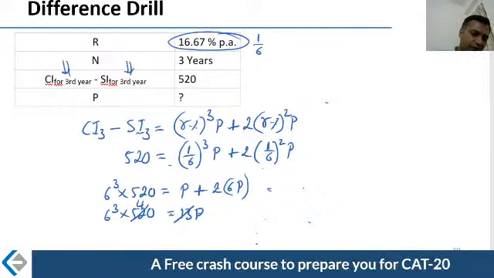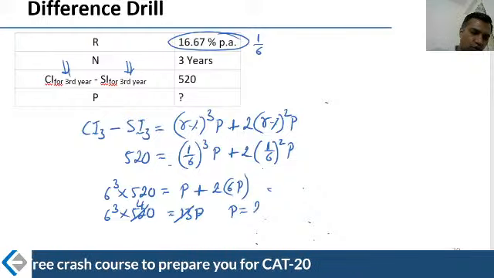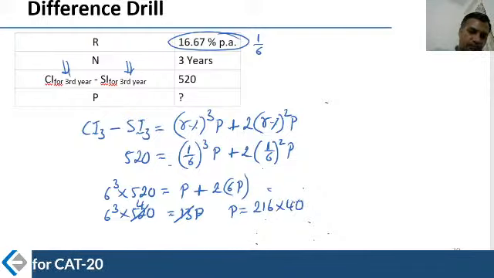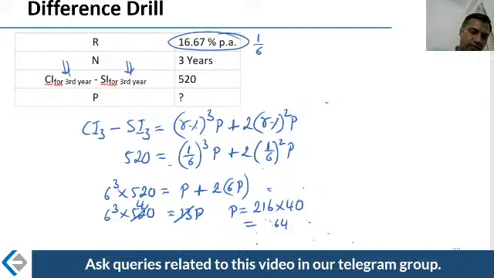Therefore, P is nothing but 216 into 40. So therefore you will say that this is 8640. That is the principal, 8640. That's one way to deal with this.